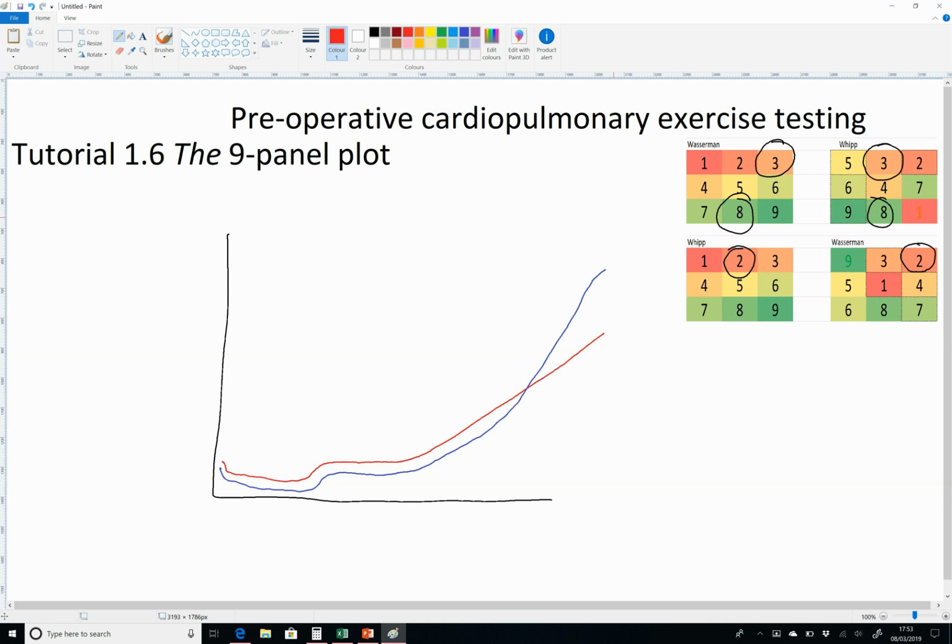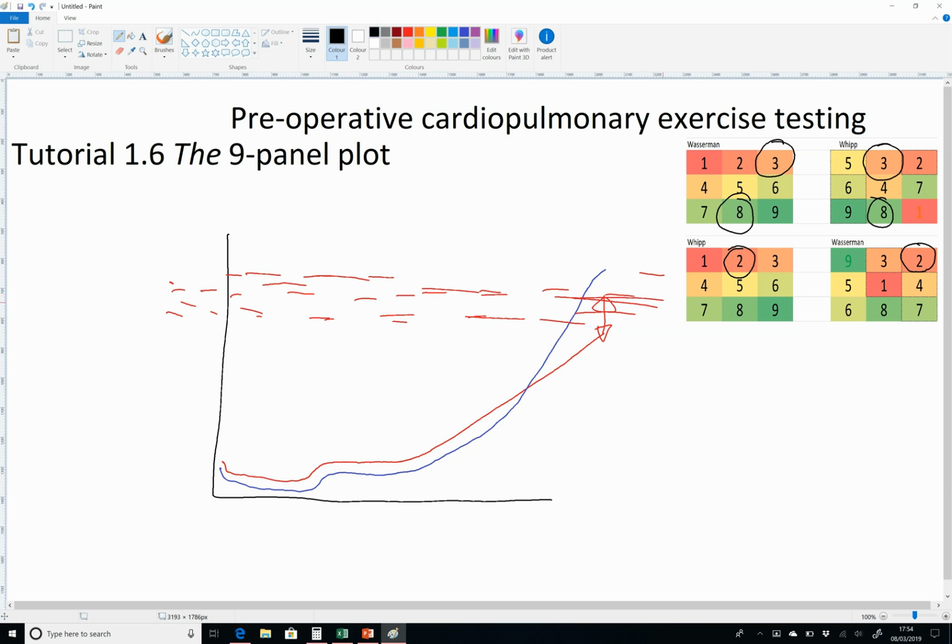Often on the plot you have a predicted value. I'll be talking about predicted values in another tutorial, but you can see how close the person got to their predicted value. However, there's loads of different predicted values, but they all scatter around whichever predicted value you decided to plot out. So that's one thing.